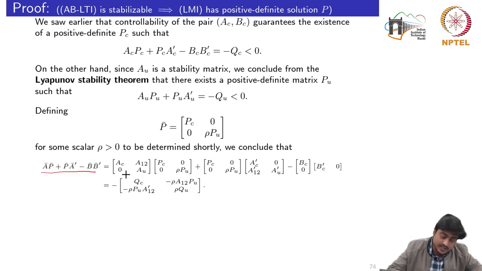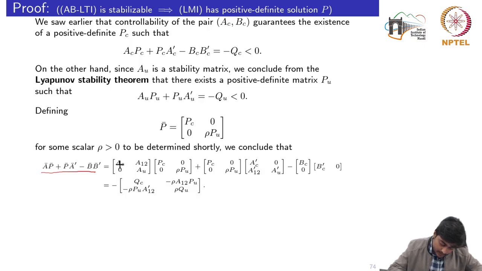A bar is basically this one. If I write all these matrices explicitly, P bar we are defining as this matrix, and similarly B bar I can write with this BC. Now simplifying them, I would have AC PC plus PC AC transpose minus BC BC transpose, which is nothing but minus QC. So here I would have QC, and I have taken the minus sign outside of this matrix.